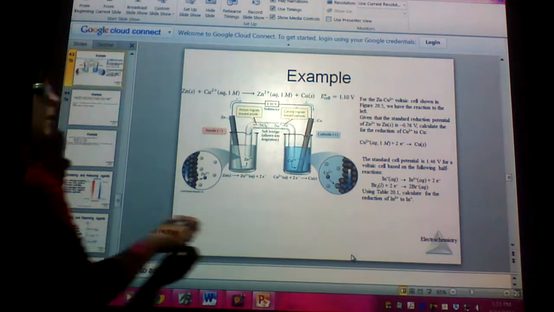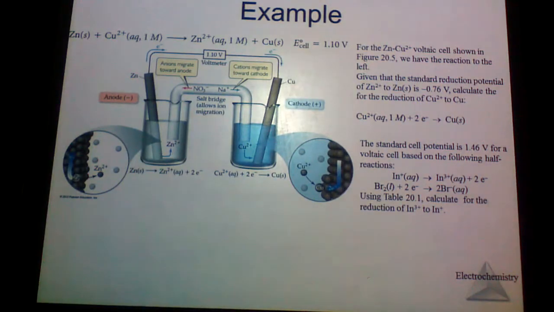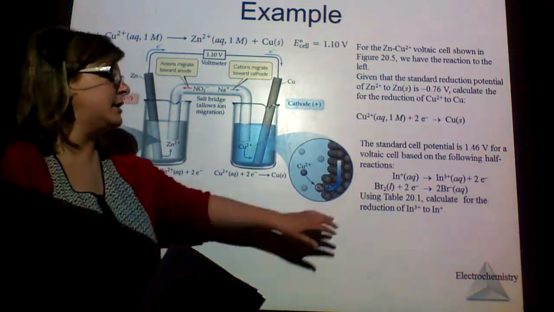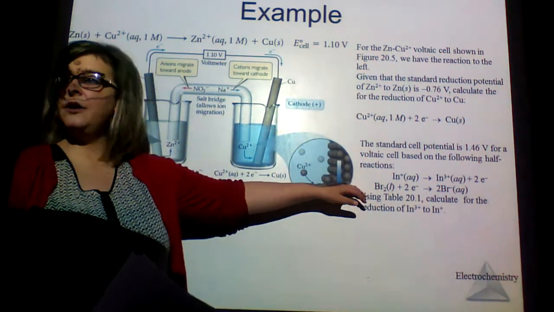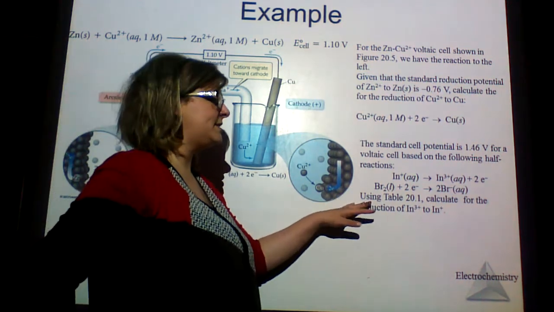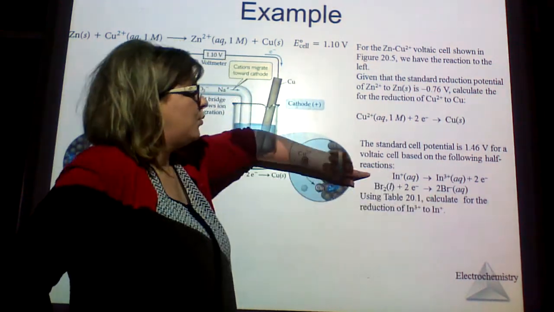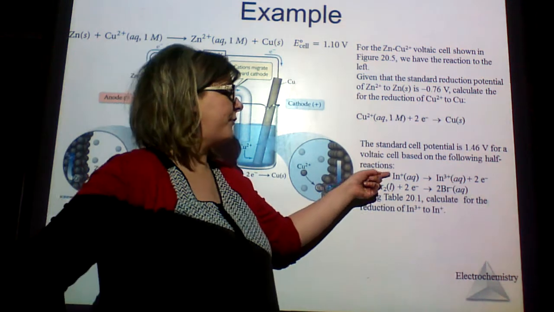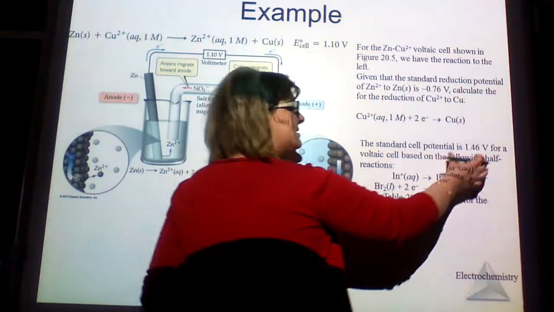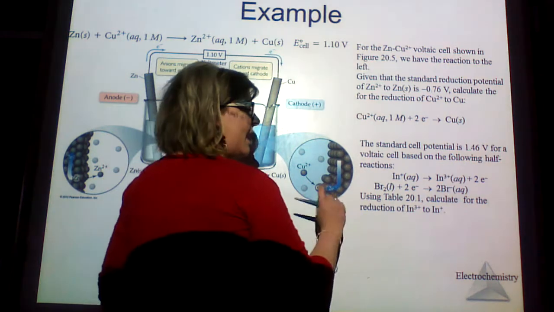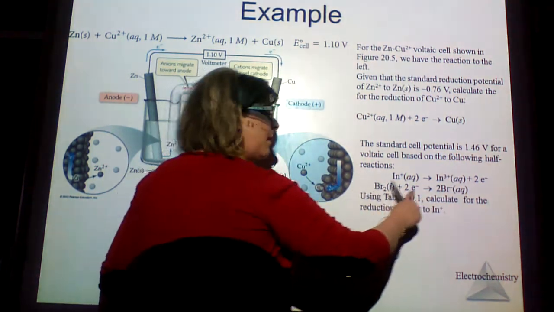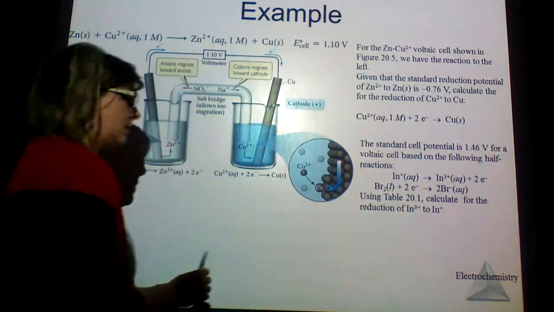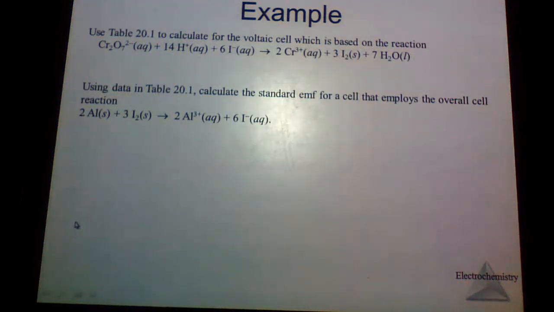Next problem. It says the standard cell potential is 1.46 volts for a voltaic cell that's based on the following half reactions here. So using your standard reduction potentials table that I gave you, let's calculate what our standard reduction potential would be for the first half reaction. So the overall voltaic cell has a potential of this, and I can find this one using my table that we were given today in class. So I'll let you do that one, and we can move on.